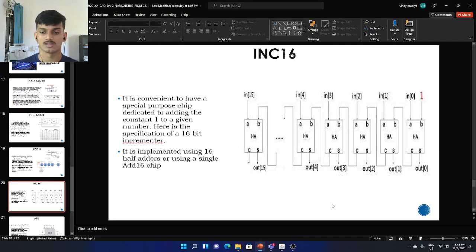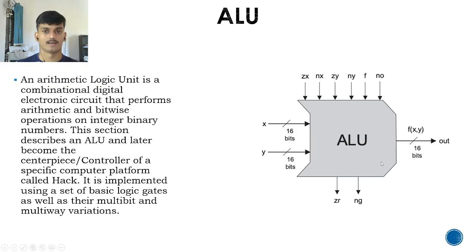Let's go to the next thing, that is an ALU, the heart of the computer. An arithmetic logic unit is a combinational digital electronic circuit that performs arithmetic and bitwise operations on integer binary numbers. This section describes an ALU, which later becomes the centerpiece or the controller of a specific computer platform called Hack. It is implemented using a set of basic logic gates as well as their multi-bit and multi-way variations.